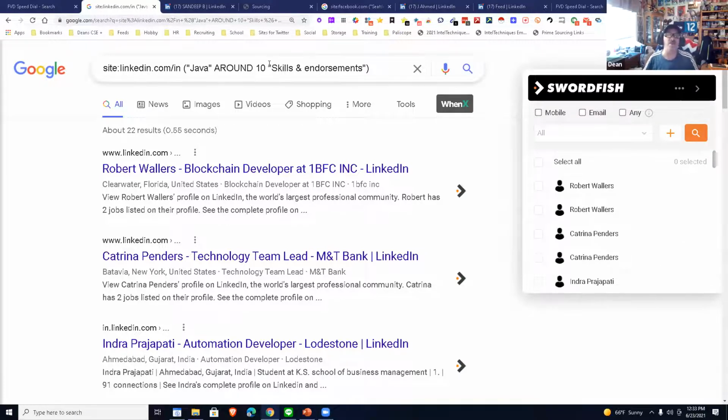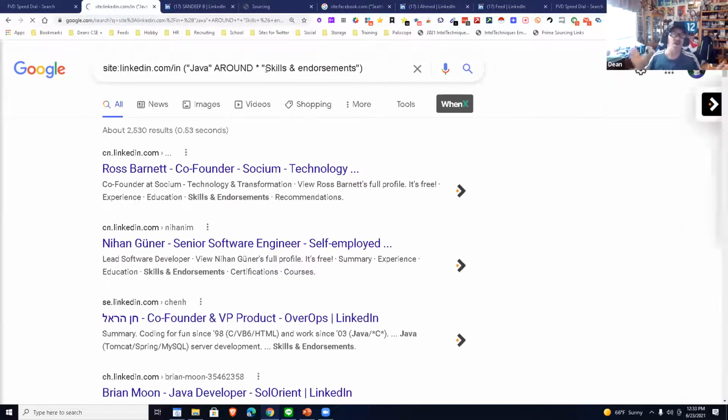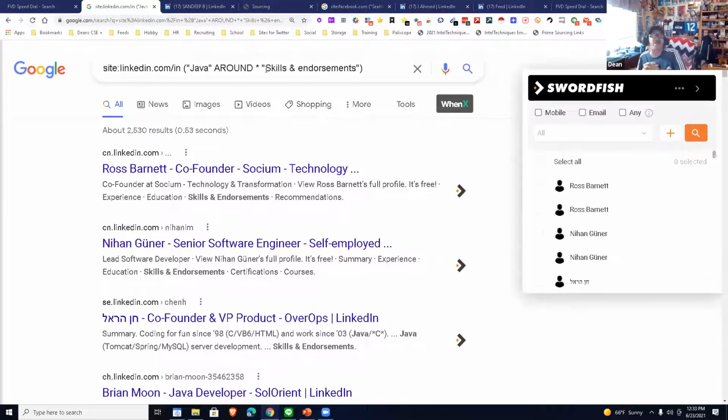Now here's the problem. Here's where the 10 may not work. Most people have more than 10 skills. Bingo. There we go. Now, does that mean there aren't more? There could be, but you've got to understand, not everybody lists their skills under skills. Some of them list them in other places, but there you go. See, skills endorsement, skills endorsement, skills. That's what you're focusing on.